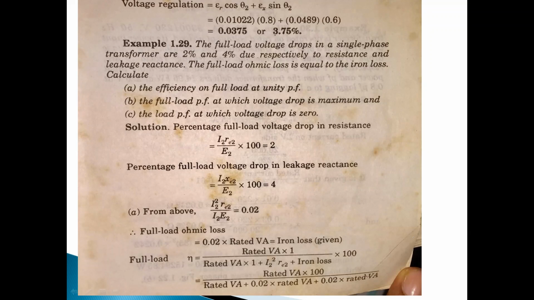Any doubts? Okay, next problem. The full load voltage drops in a single phase transformer are 2% and 4%, due respectively to resistance and leakage reactance. The full load ohmic loss is equal to the iron loss. Calculate the full load efficiency at unity power factor, the load power factor at which the voltage drop is maximum, and the load power factor at which the voltage drop is 0.